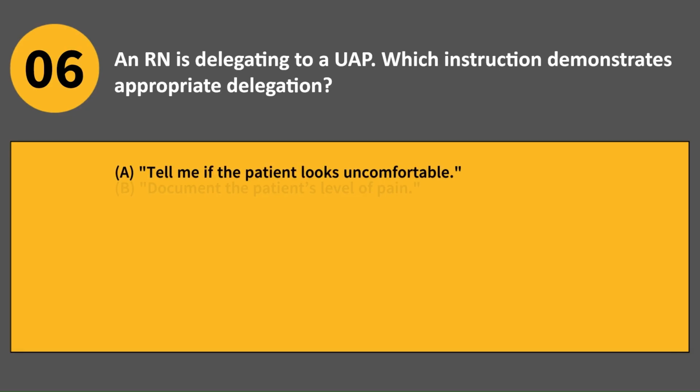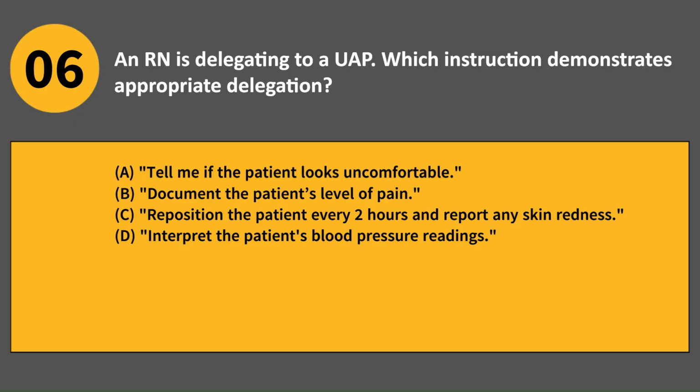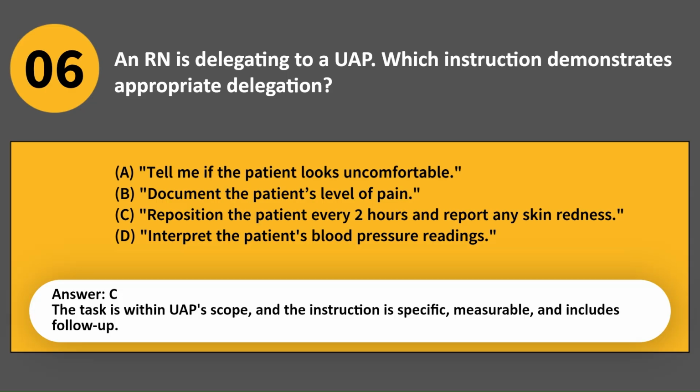An RN is delegating to a UAP. Which instruction demonstrates appropriate delegation? A. Tell me if the patient looks uncomfortable. B. Document the patient's level of pain. C. Reposition the patient every 2 hours and report any skin redness. D. Interpret the patient's blood pressure readings. Answer: C. The task is within UAP's scope, and the instruction is specific, measurable, and includes follow-up.